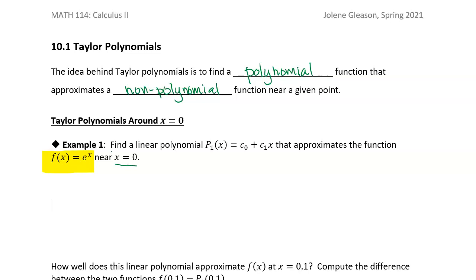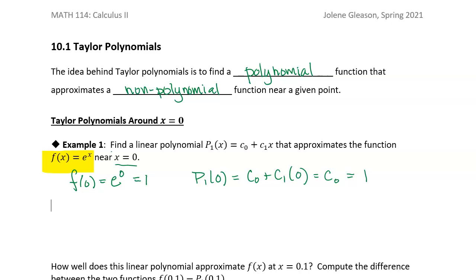All right. So we know that f of 0 is equal to e to the 0, which is just 1. Okay. Now, we can look at p1 of 0. If we put in x equals 0, we get c0 plus c1 times 0, right? c1 times 0 is just 0, so this is just c0, and we want the values to match, right? So c0 now has to be equal to 1. All right, so we got c0.